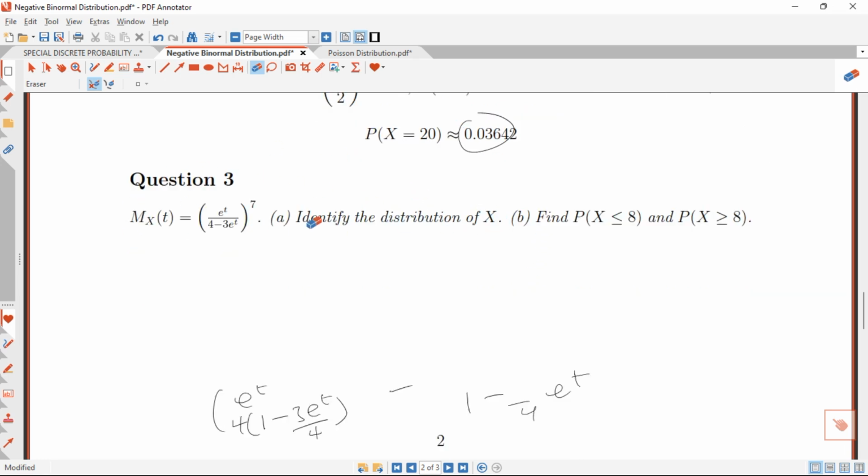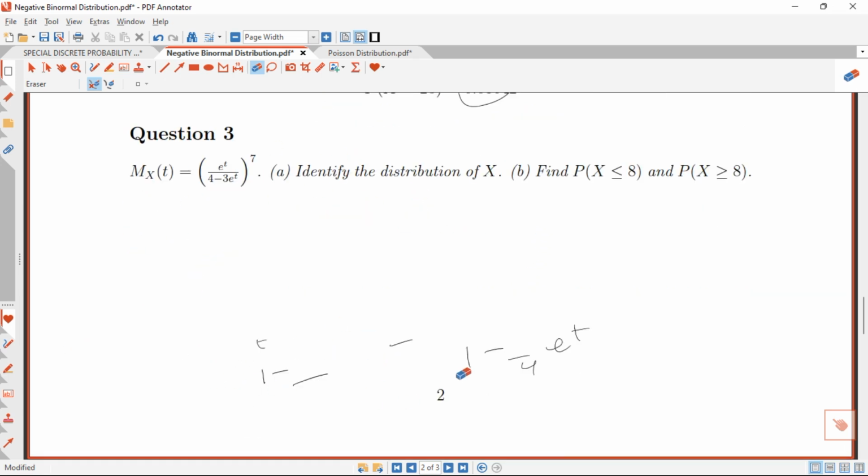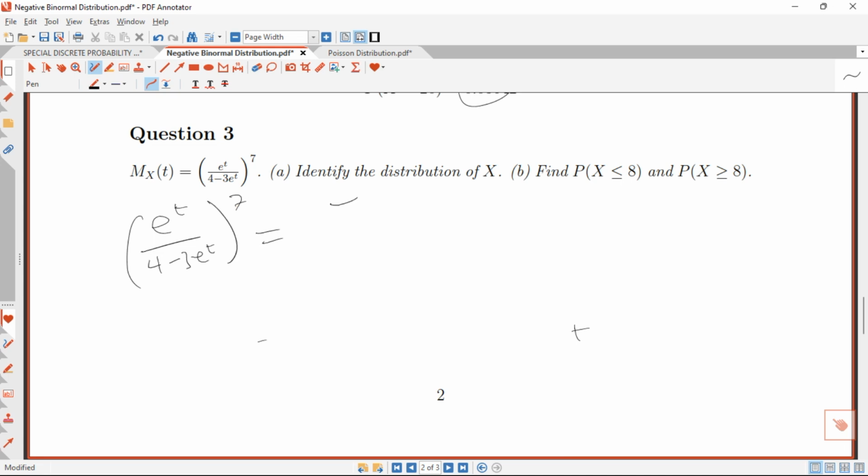And then this is our question 3. It gives a moment generating function and asks us to identify the distribution. Before we can calculate the probability for part b, we have to know which distribution this moment generating function follows. Okay, let's simplify this one to know the distribution. Here we are going to get e raised to the power t, over (4 minus 3 e raised to the power t), all raised to the power 7, and this one can be simplified as e raised to the power t.